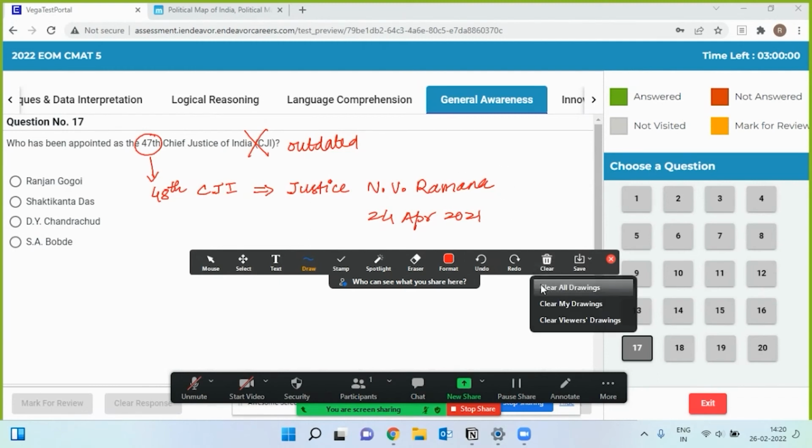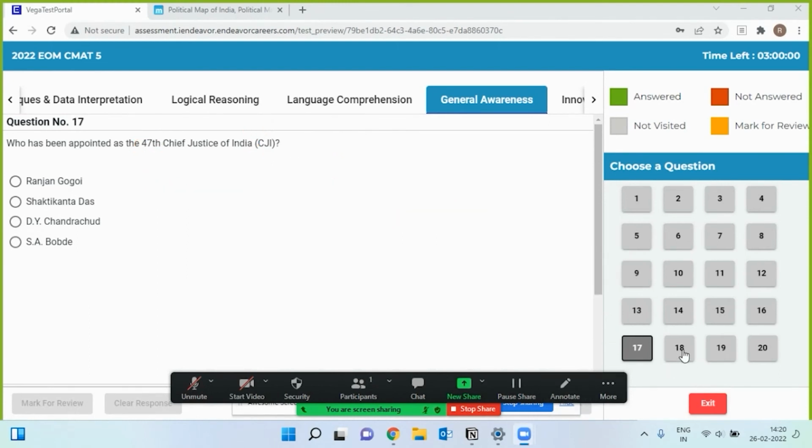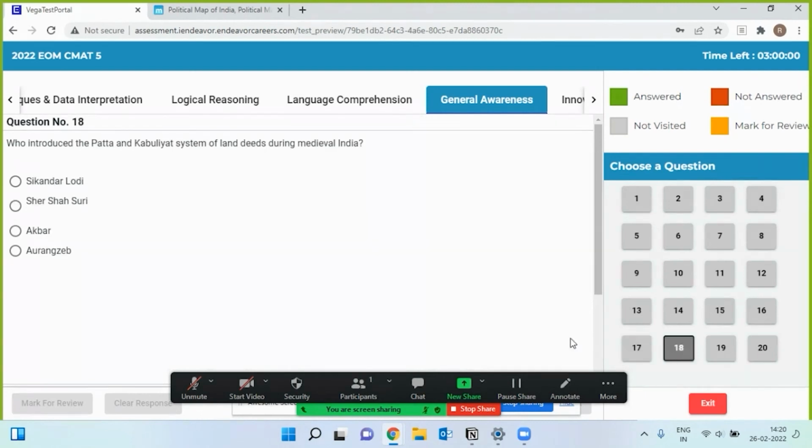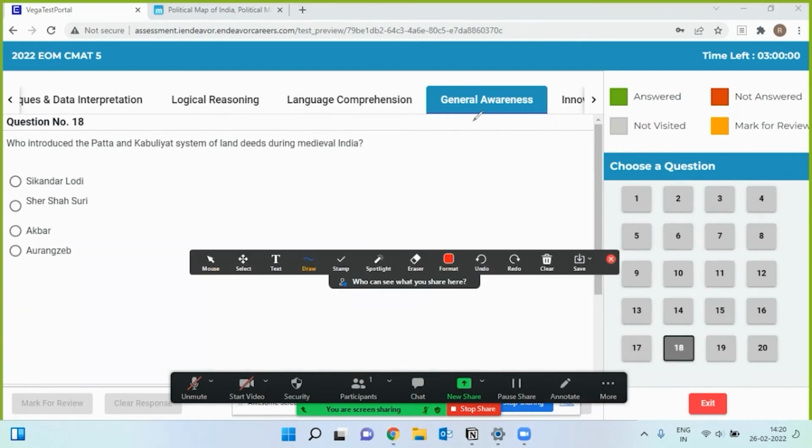Okay. Question number 18 is about who introduced the Patta and Kabuliyat system of land deeds during medieval India. Now, Patta and Kabuliyat is basically a system in which the king used to issue an order or a farman to give a piece of land to an individual under certain terms and conditions. And this system in India was started by Sher Shah Suri. So correct answer is option number B.